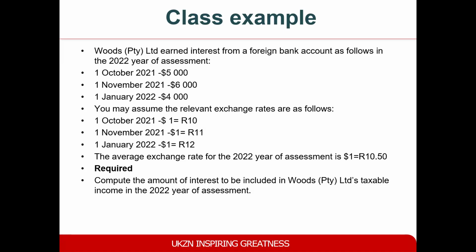Now, they are requesting us, you are required to compute the amount of interest to be included in Woods Pty Ltd taxable income in the 2022 year of assessment. That is the question. Does anyone at this point have any question regarding the example? Just the example without actually going to the solution. Do you have any question for now?